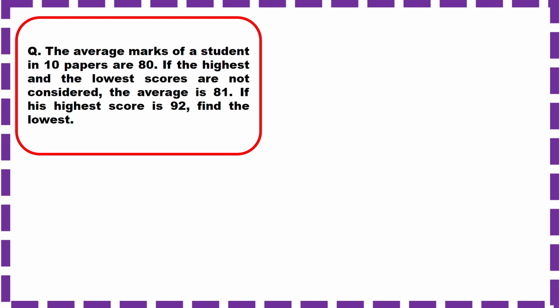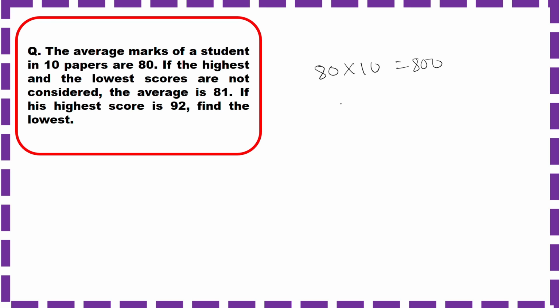Right? The average marks of a student in 10 papers are 80. If the highest and the lowest scores are not considered, the average is 81. If his highest score is 92, find the lowest. So 80 is the average score in 10 papers. So what is the total score? 80 into 10, that is 800.